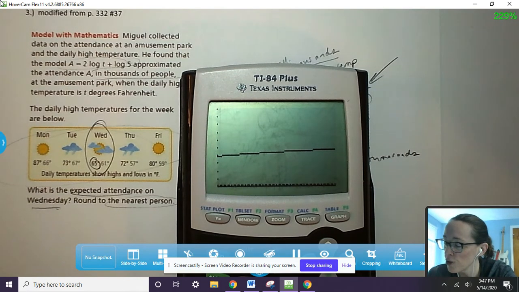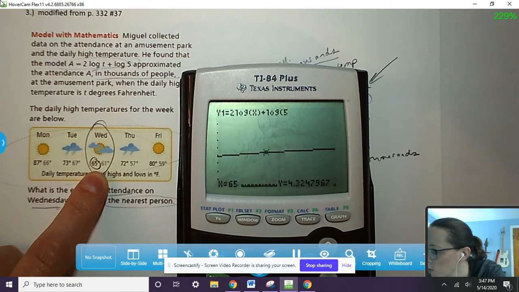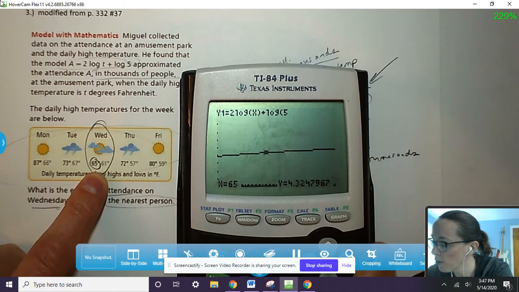And then if you hit trace, the high temperature was 65. And there's our 4.325, which will be 4,325 people.